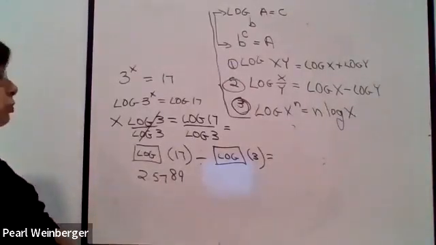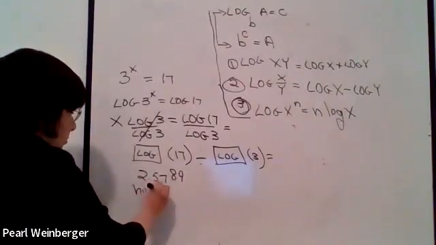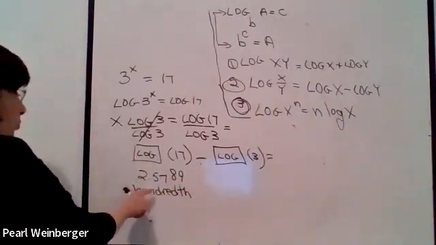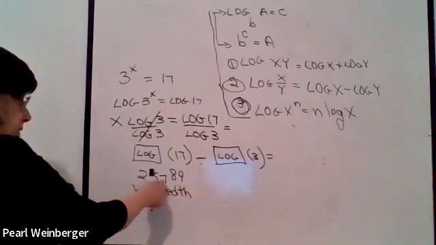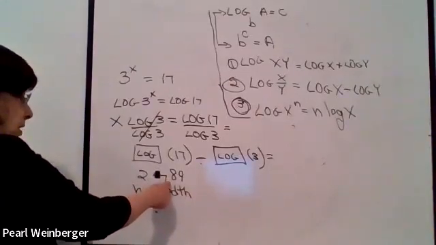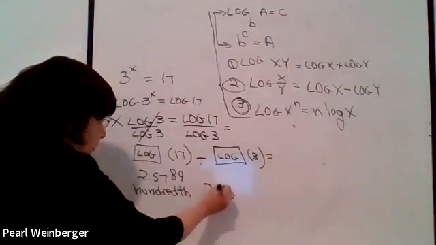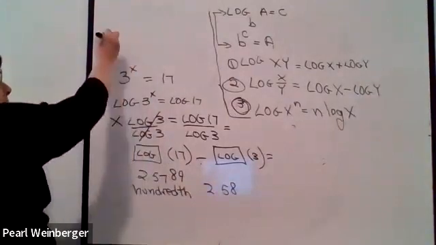Let's say we were told to find this to the nearest hundredth. So then I go to this decimal. Hundredth is 2 decimal places. The next number is 8. So that answer would be 2.58.